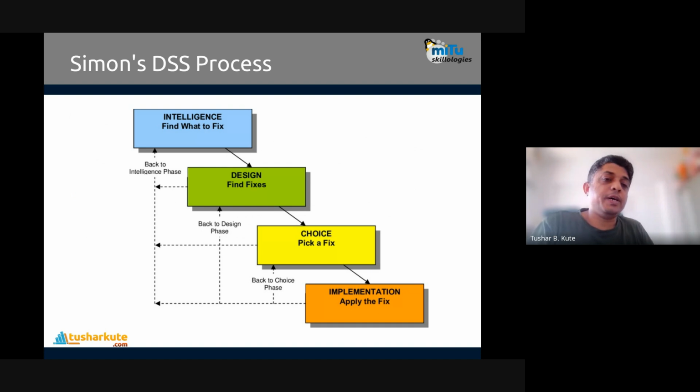First step, intelligence, that is, find what to fix. Then design, find the fixes. Then choice, pick a fix. And then implement it, apply the fix. But they can go back also, back to choice again, back to design again, then back to the intelligence phase again. It's like a cyclical process which was designed by Herbert Simon here.